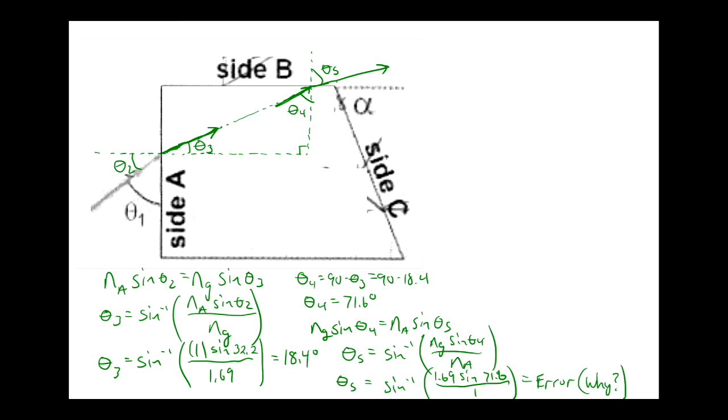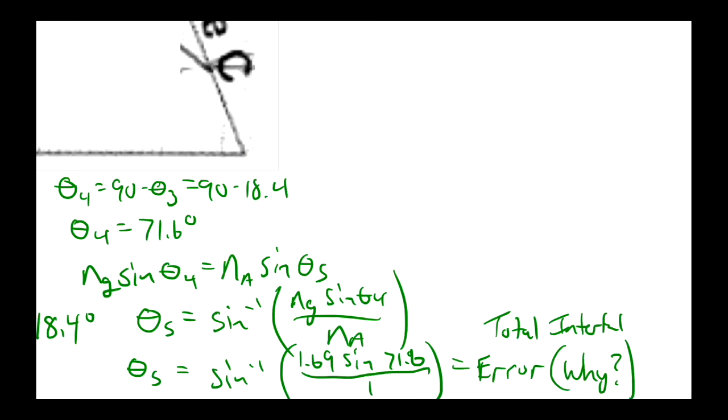Question. Went into who? Side C? Actually, we didn't run into side C. That's a good thought, though, because it kind of looks like it wants to. But I was told in advance of this problem that it does hit side B. So that's going to happen. It is total internal reflection, which is something we haven't talked about yet. I'm just going to tell you at this point, total internal reflection happened.